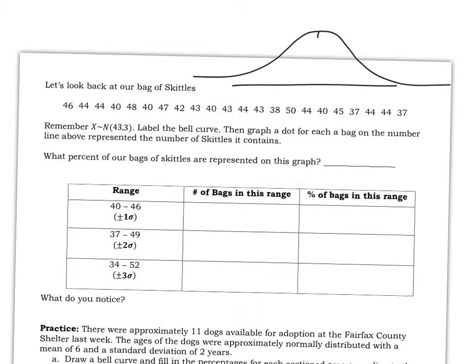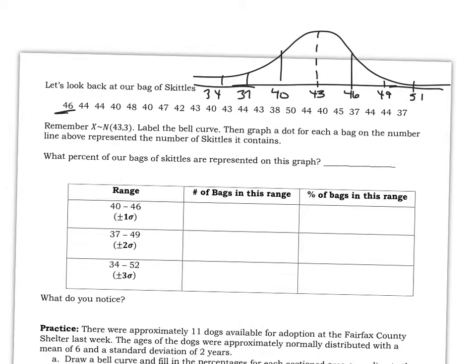It's always good practice to draw these because, again, not always are you going to be given a bell curve, and sometimes my advice is to just draw one when you get stumped. So 43 goes in the middle, and then I keep adding 3: 46, 49, 52, and then 40, 37, 34. Hopefully you're all okay with that. I'm going to keep going. Then graph a dot for each bag on the number line above, represented by the number of Skittles it contains.